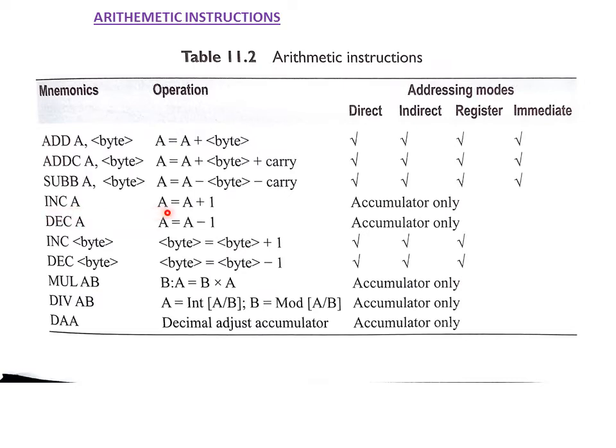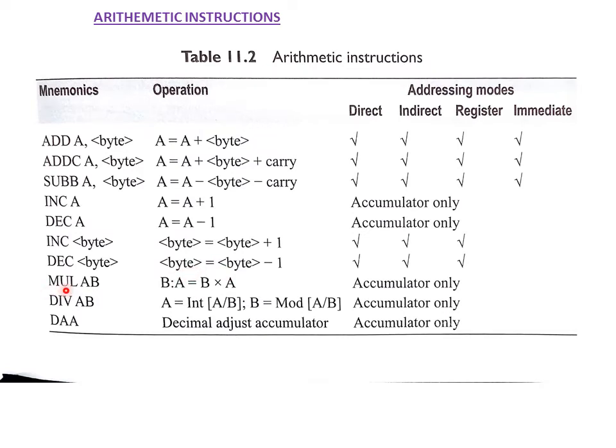The accumulator value is incremented and the result is stored in the accumulator only. Next, decrement of accumulator: the accumulator value is decremented and the result is also stored in the accumulator. Incrementing of byte: directly you can increment the byte data given in the instruction. Decrementing of byte: the same, the byte given in the instruction is directly decremented. The result is also stored in the data you have given in the instruction.